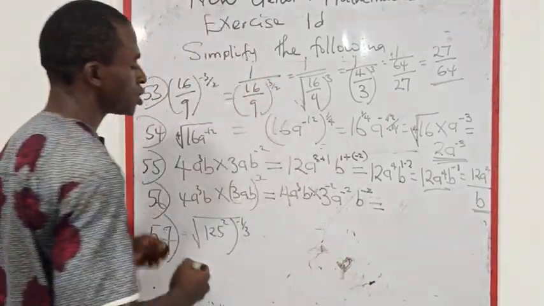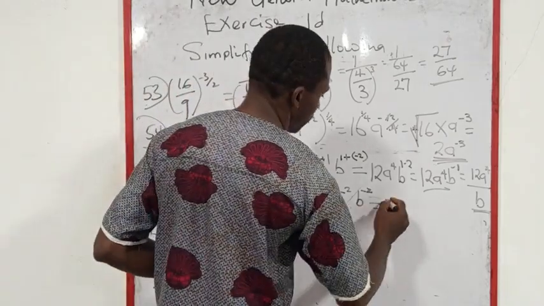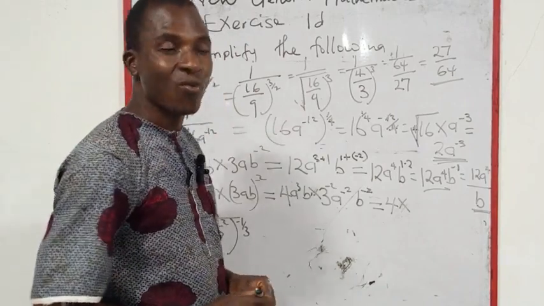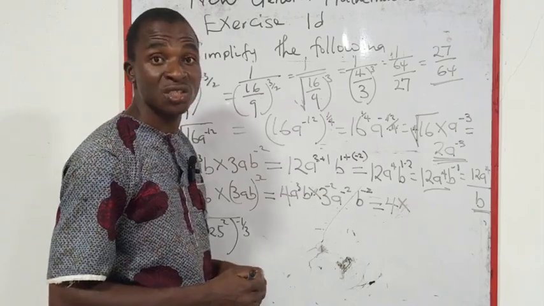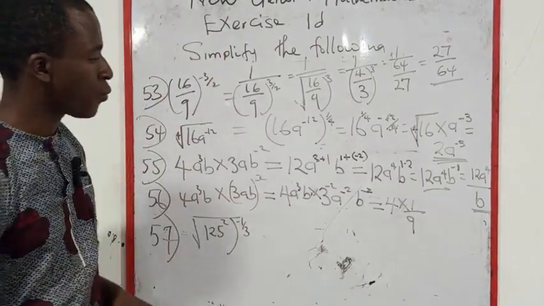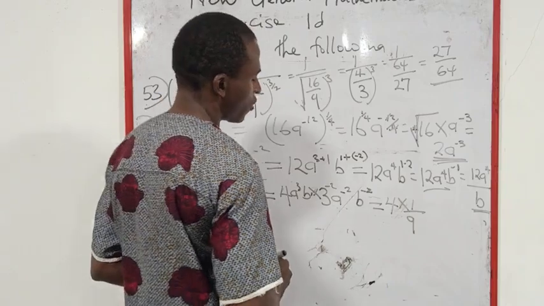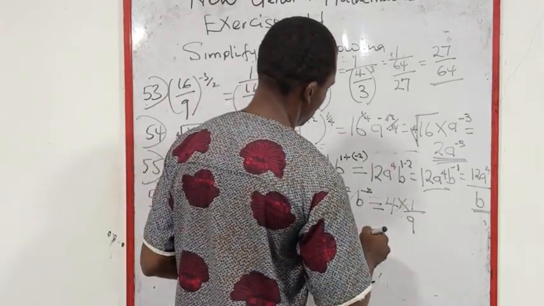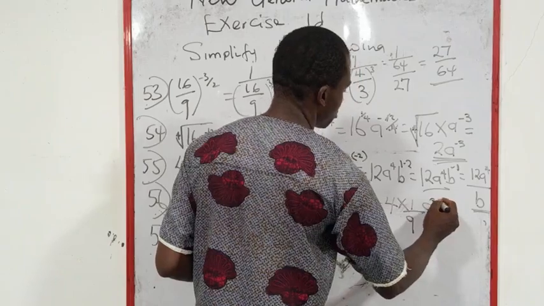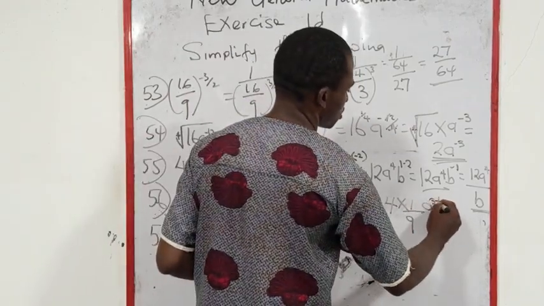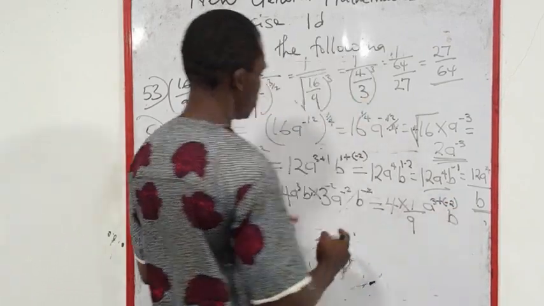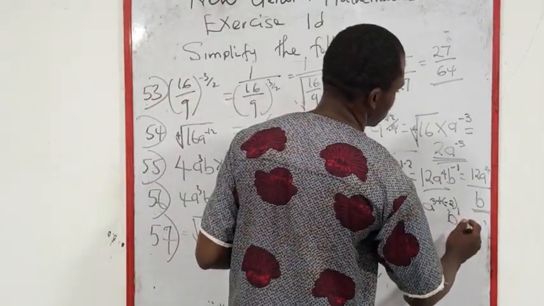So let's go. As we go on, we're going to see that we're going to have 4 times 1 over 3 raised to power 2, which is simply 1 over 9. 1 over 9, we've been doing it since. They will bring a in now. We now have a raised to power 3 plus minus 2, then b raised to power 1.